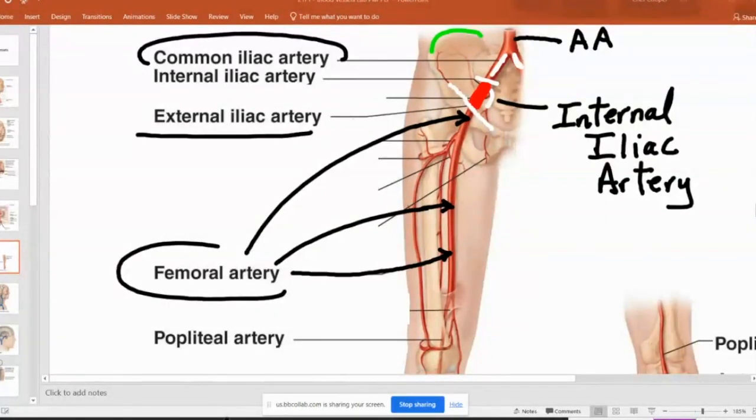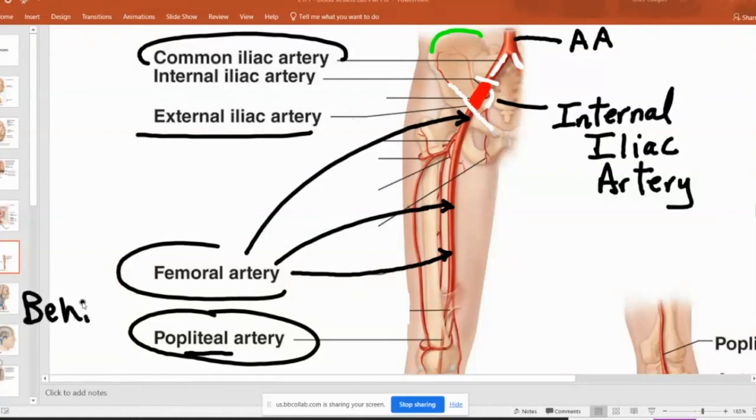Now, when the femoral, right here, splits, one of the branches goes right behind the knee. And hopefully you remember from ANP1, the fancy name for the space behind the knee was popliteal. So they call that artery behind the knee the popliteal artery. And so those are the only ones you need on the upper leg there. So go ahead and get your picture, and then we'll do the lower leg, and then we'll take a break.